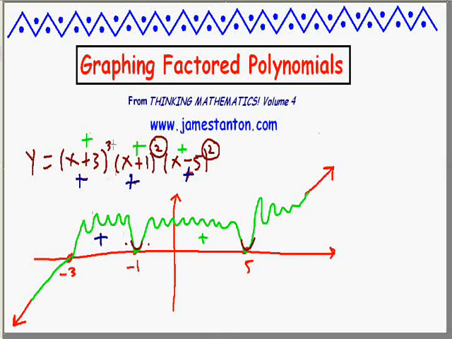So some teachers will tell kids for even exponents you've got little bounce points. For odd exponents, either side, the sign will change. It'll be negative one side, positive another. So we'll have cut-through points.